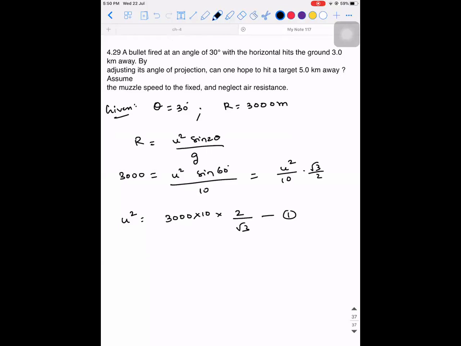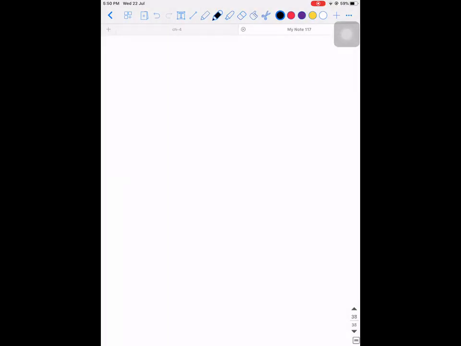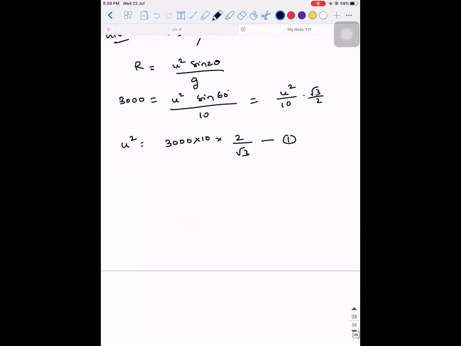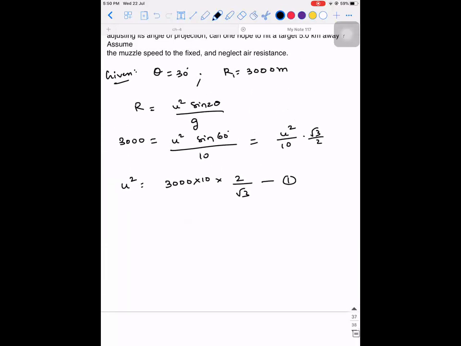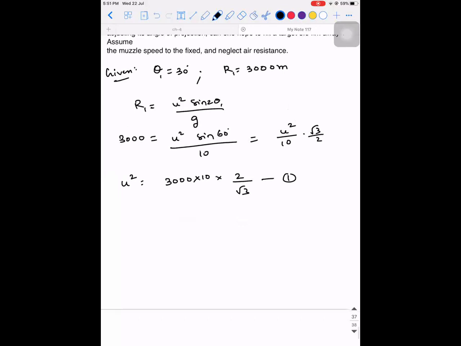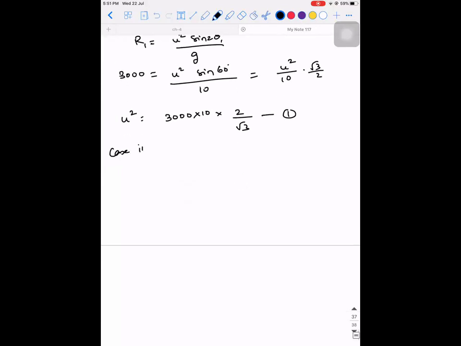I'm not going to find the value of U square because what is my second equation going to contain? It will also contain U square. So why do I need to sit and unnecessarily calculate U square? So this is case 1. Okay, I will take this as R1 and this as theta 1. So case 2 is what? Theta 2 is equal to what, for which the range is 5 kilometers and U square is how much? 30,000 into 2 by root 3. So can I write R2 is equal to U square sine 2 theta 2 the whole divided by g?